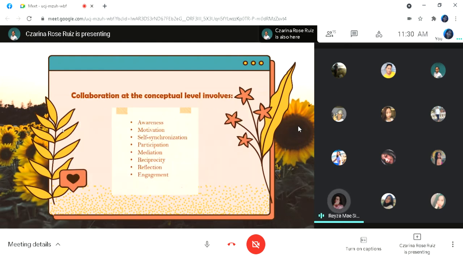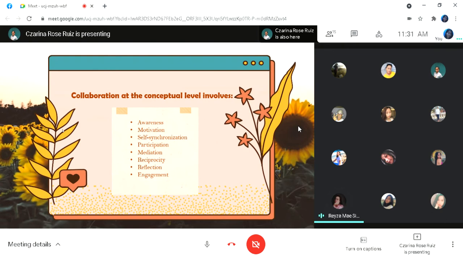So collaboration at the conceptual level involves awareness, motivation, self-synchronization, participation, mediation, reciprocity, reflection, and engagement. Awareness: we become part of a working entity with a shared purpose. Motivation: we drive to gain consensus in problem solving or development. Self-synchronization: we decide as individuals when things need to happen.